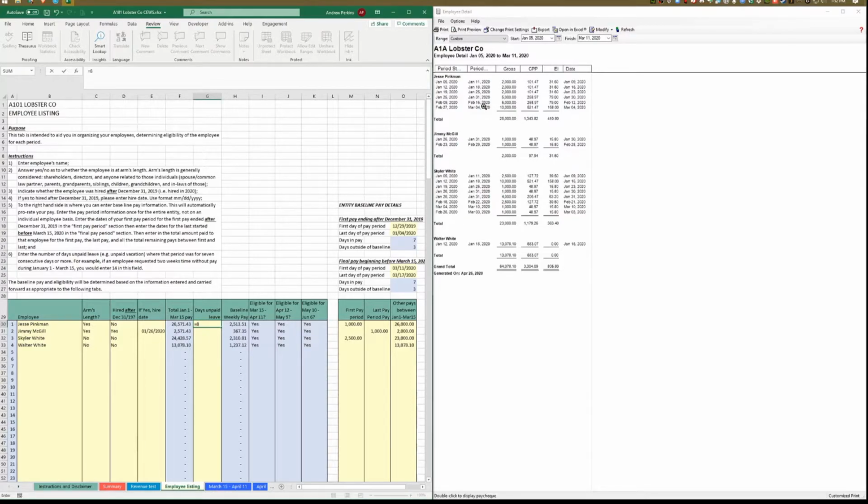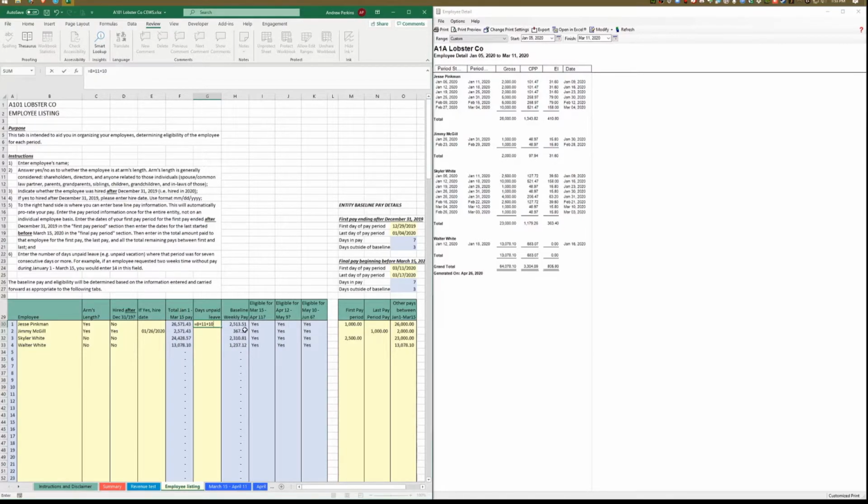But if we keep going through, we see that he then also went between the 15th and the 27th without being paid. That's another period of 11 days. And then if you see here, he didn't have a last pay period, so we know he wasn't paid at all until the 15th. So he went from the 4th to the 14th with no pay. So that is another period of 10 days. So in total, we have 29 days where Jesse went without remuneration.